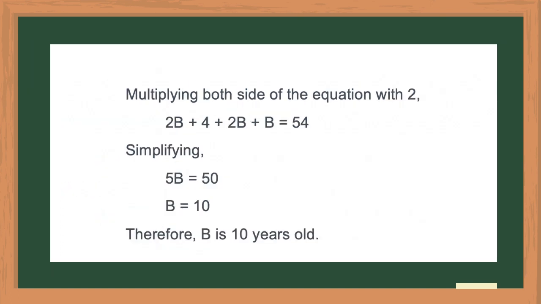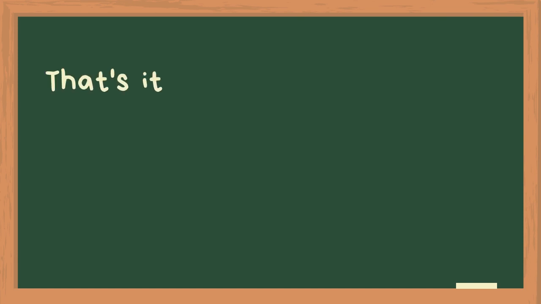Multiplying both sides of the equation by 2, we are just simplifying the equation. It becomes 2B plus 4 plus 2B plus B is equal to 54. Simplifying further, it becomes 5B equal to 50, and then B is equal to 10. Therefore, B is 10 years old. So that is the final answer for the second problem.